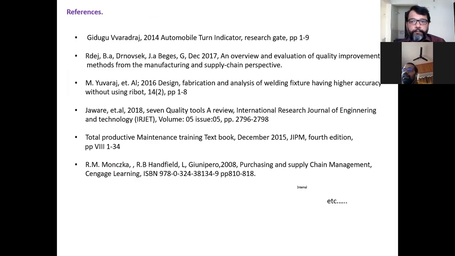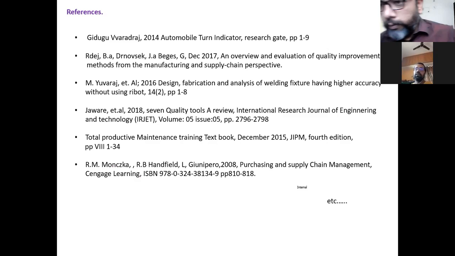So these are the references. As you can see, some of the references I have mentioned here, and the detailed reference list is mentioned in my project report. So thank you very much. This is my project.